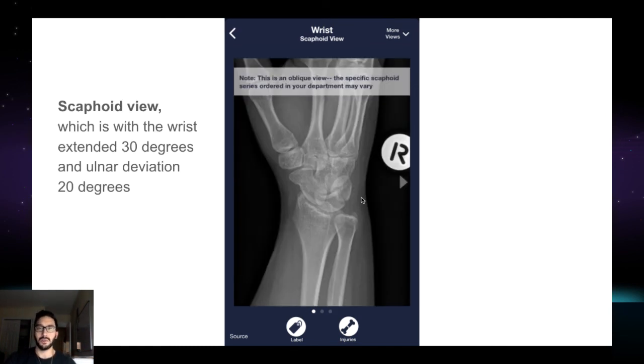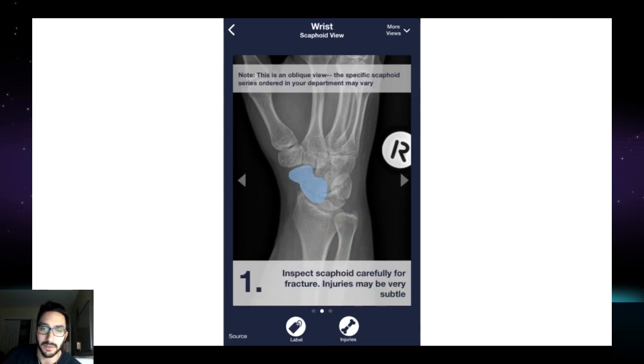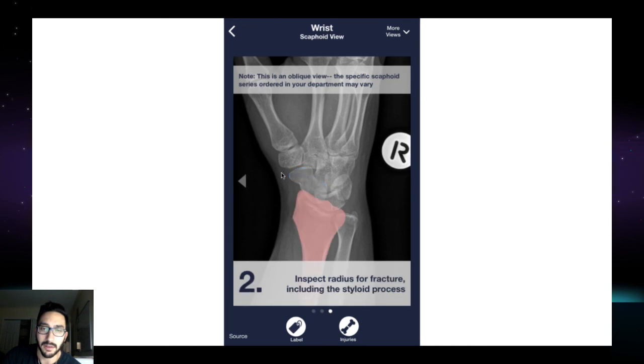And then you have your scaphoid view. Again, perhaps you'll have an oblique view depending on what hospital you're in. But carefully inspect your scaphoid because of the risk of non-union. Take a look at it, and also look at it in relation to the radius.